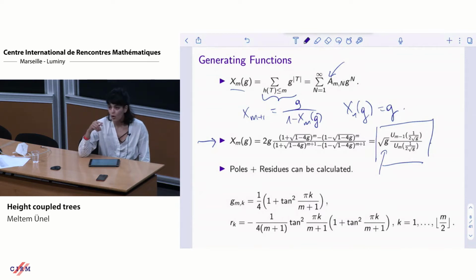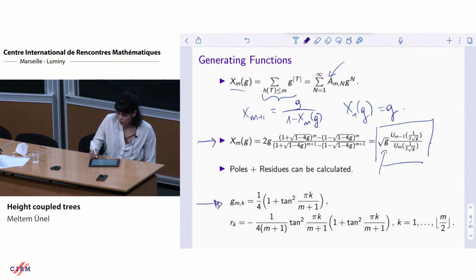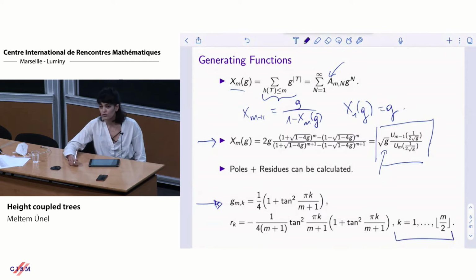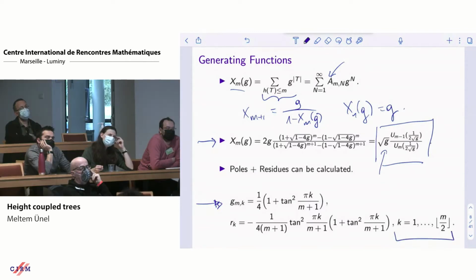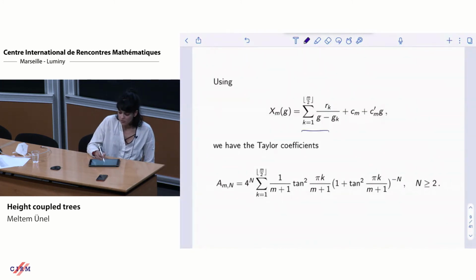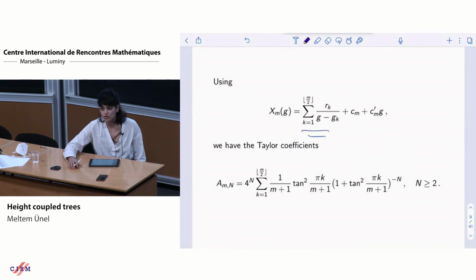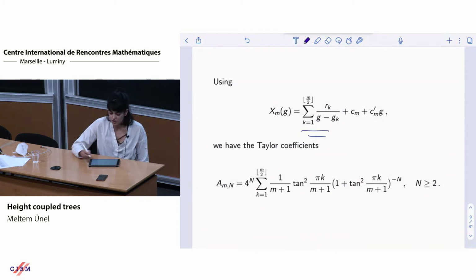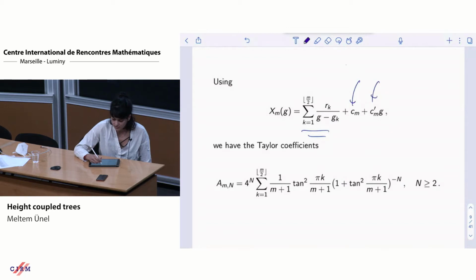They have poles, and all the poles are simple. These are the locations of the poles. k runs from 1 to floor of m/2. And these are the residues that are associated with them. Then I can just write x_m(g) by using partial fractions as a sum over the residues divided by g minus g_k. These are determined by some initial conditions where x_m(0) should be 0 and x'_m(0) should be equal to 1.